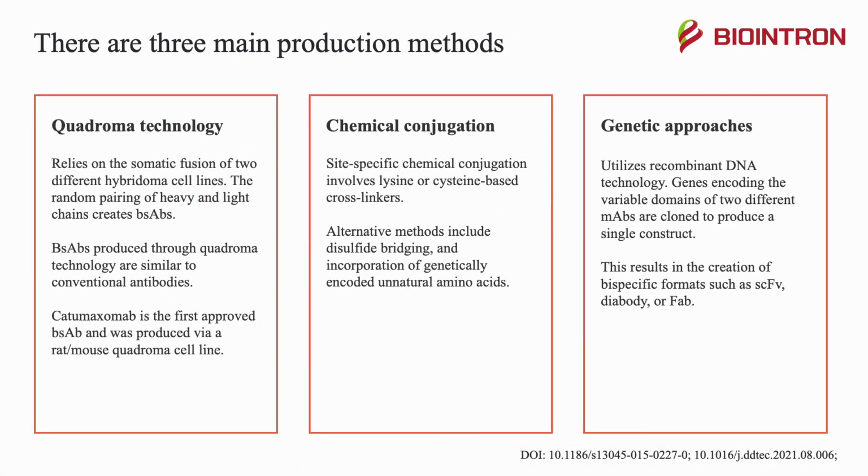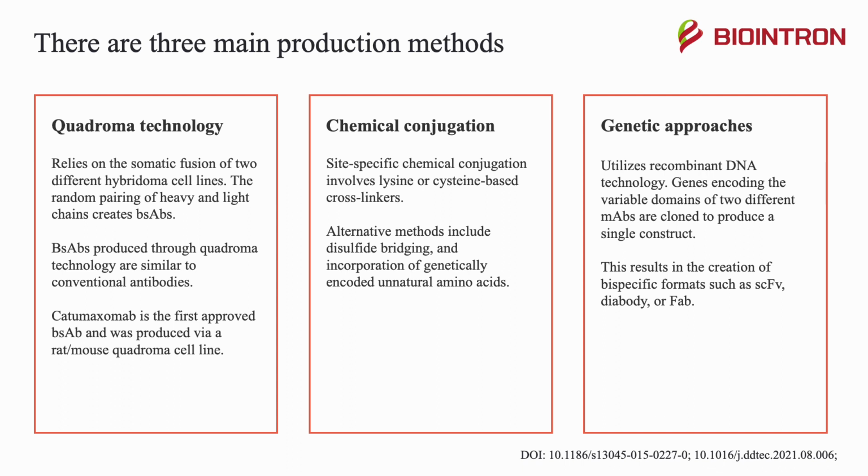There are three main production methods for bispecific antibodies. The first common type is quadroma technology. This relies on the somatic fusion of two different hybridoma cell lines. This random pairing of heavy and light chains creates bispecific antibodies. Bispecifics produced this way are similar to conventional antibodies. Catumaxomab is the first approved bispecific antibody and was produced via a rat-mouse quadroma cell line.